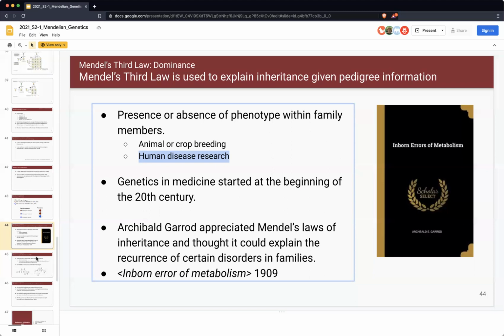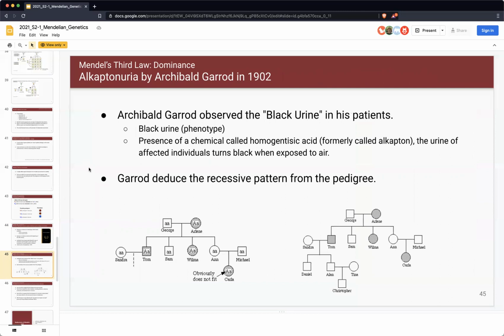What Archibald Garrod proposed at the time: one of his patients had an interesting clinical trait. The person had black urine, and black urine is obviously the phenotype. Garrod was quite curious because none of the parents had the pattern, but the children had black urine, right?